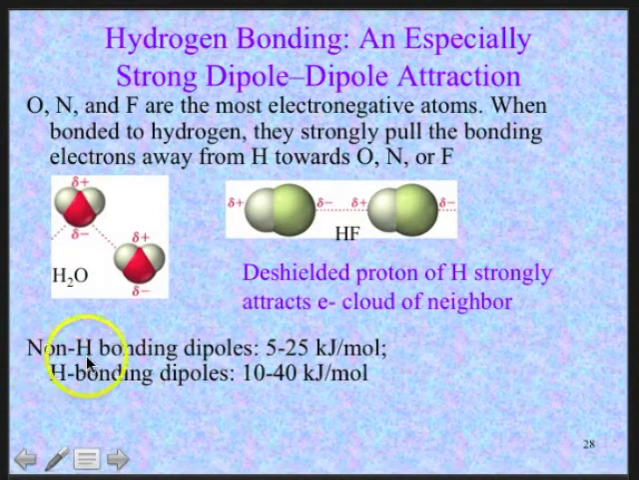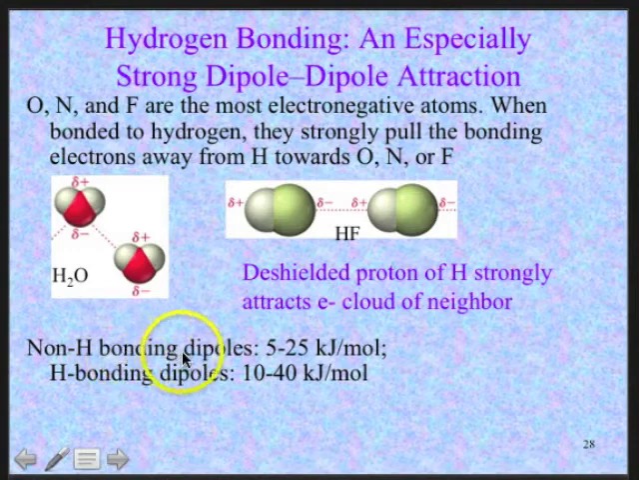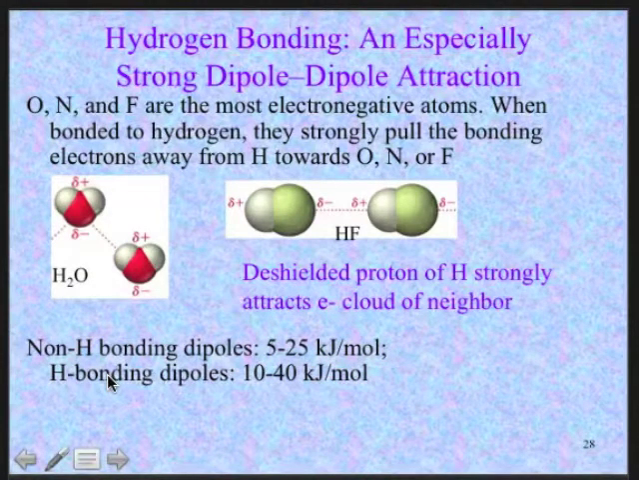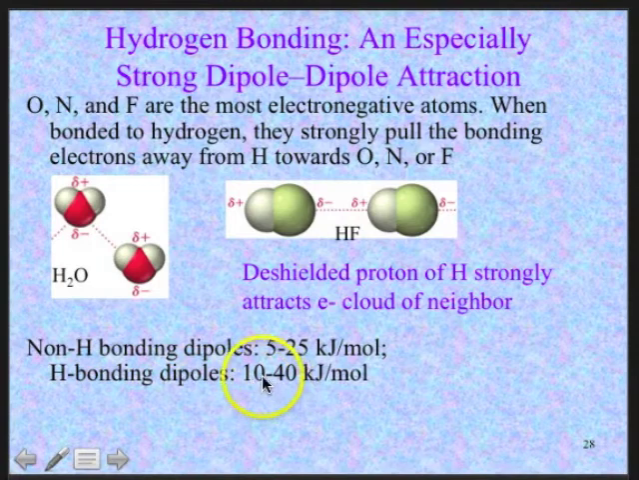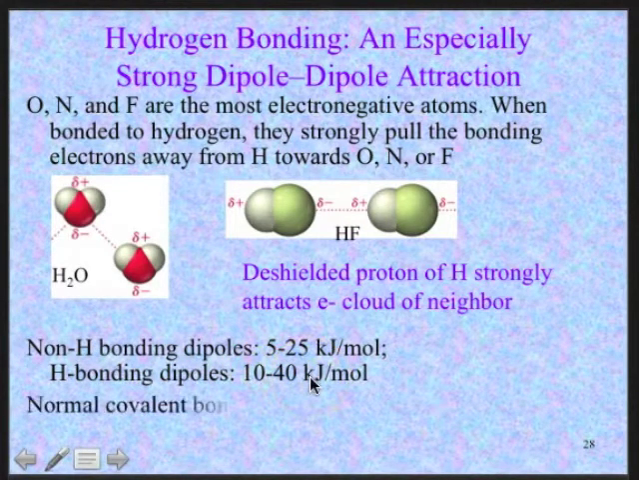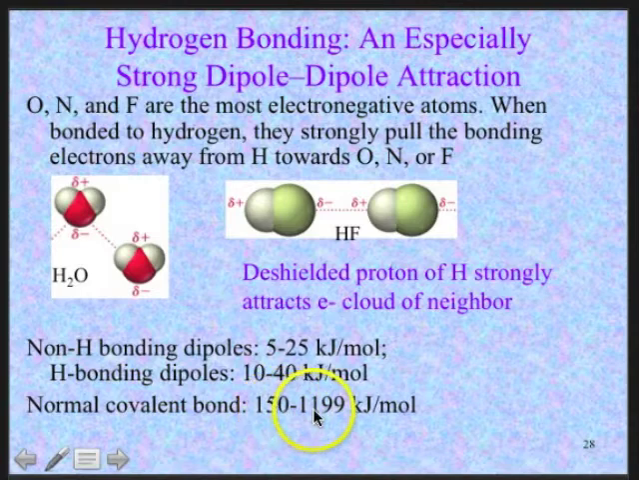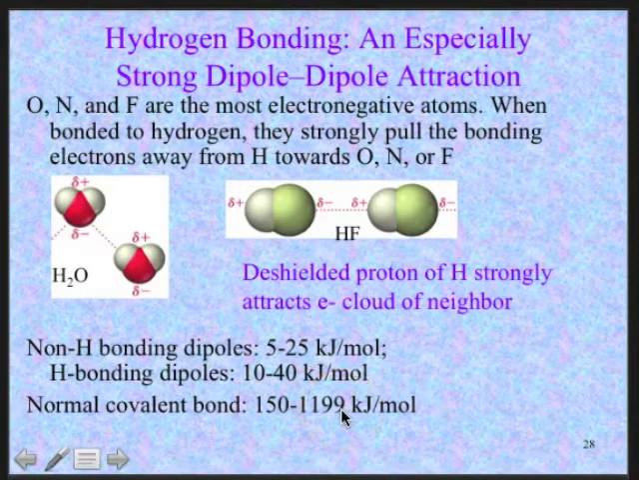So to give you an example, non-hydrogen bonded dipoles have a bond strength of between 5 and 25 kilojoules per mole. But hydrogen bonded dipoles have hydrogen bonding from 10 to 40 kilojoules per mole. And just for reference, a normal covalent bond is around 150 to 1200 kilojoules per mole.